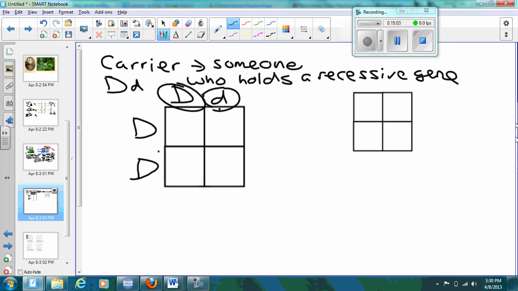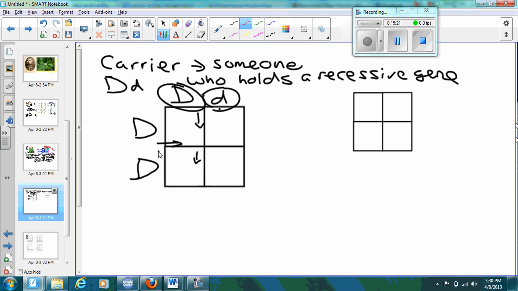So I want you guys to try to do this Punnett square on your own. Drag this one down to each box, and then drag these across, okay? Take a second, try to do it. Pause the video. So now let's do it together.